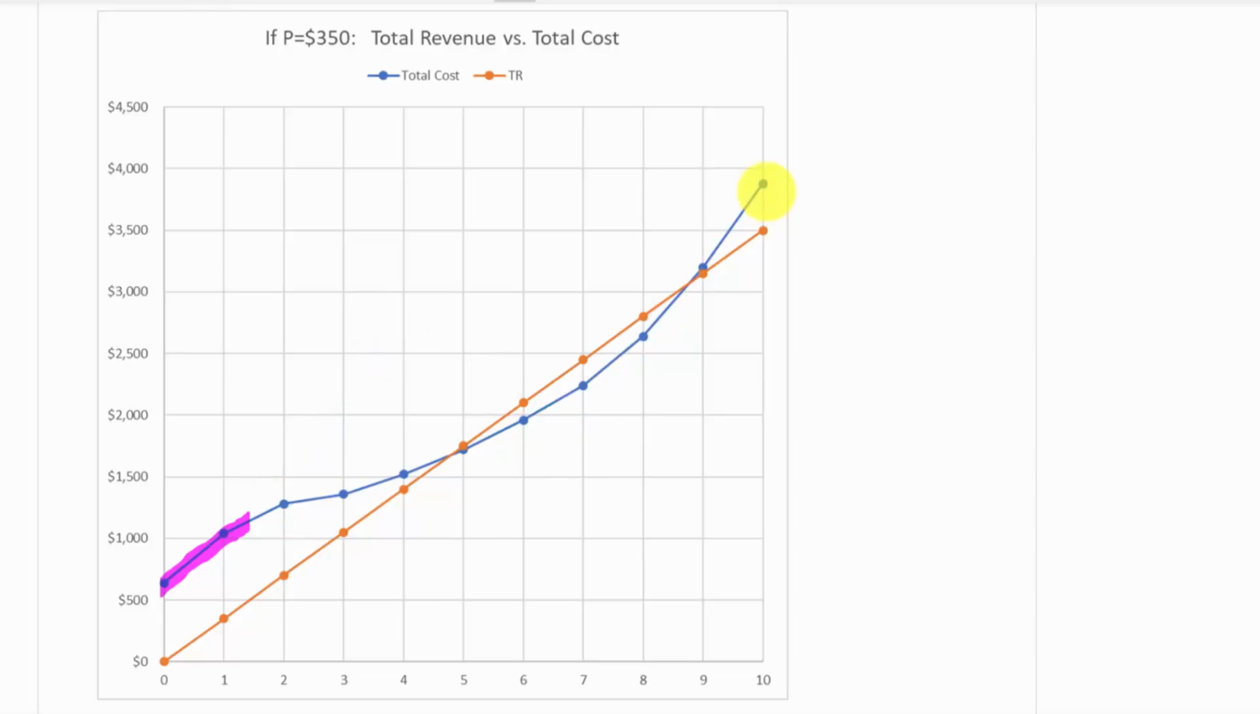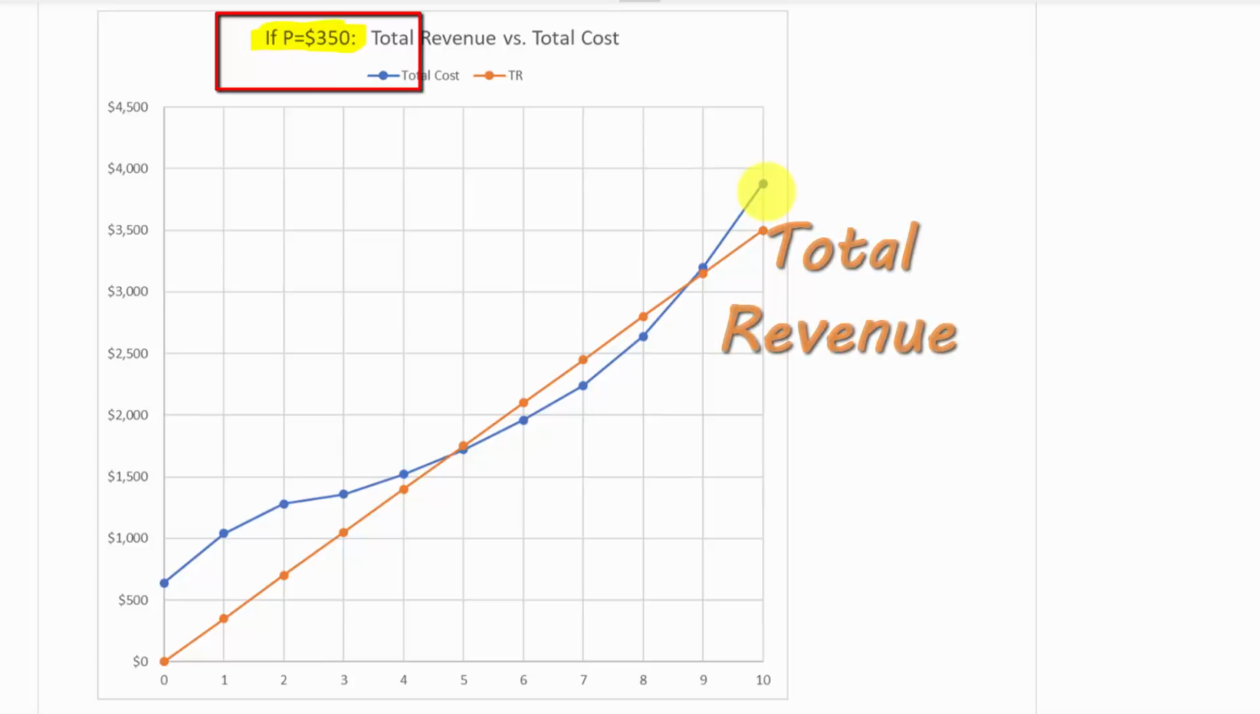Now what about total revenue? I said let's assume here that one of these perfectly competitive firms saw a market price of $350. The orange curve represents total revenue for that firm. And total revenue is going to go up as they sell more units. And it's a straight line because when it sells one more unit, its total revenue goes up by $350. So we go over 1, up 350, over 1, up 350. And the firm, if it's a perfectly competitive firm, can keep doing this indefinitely.